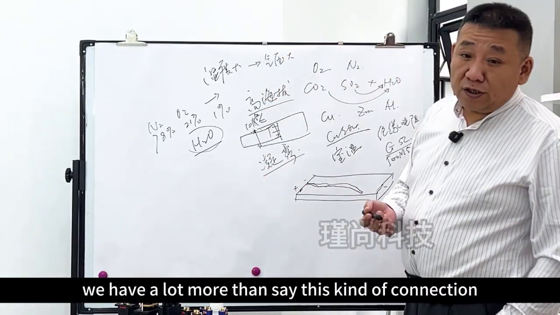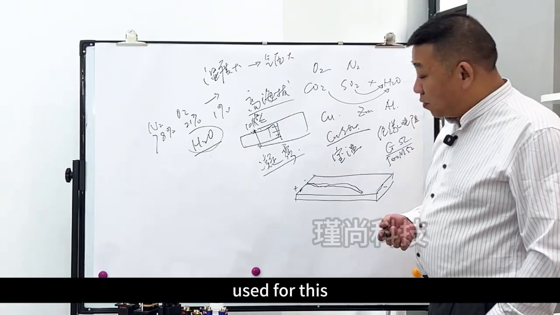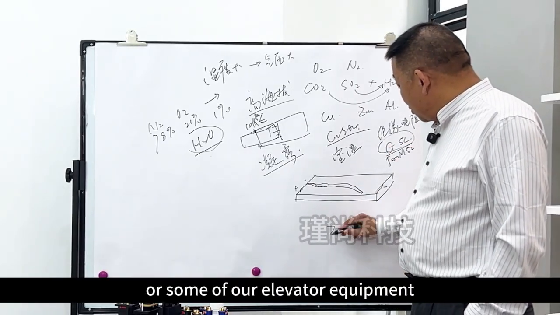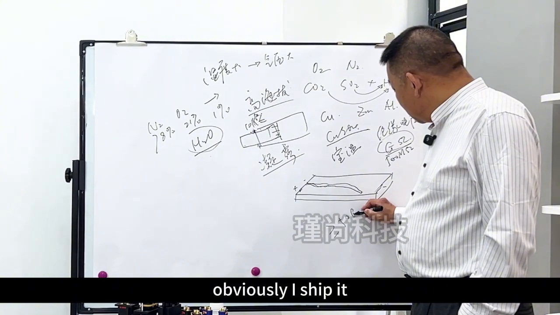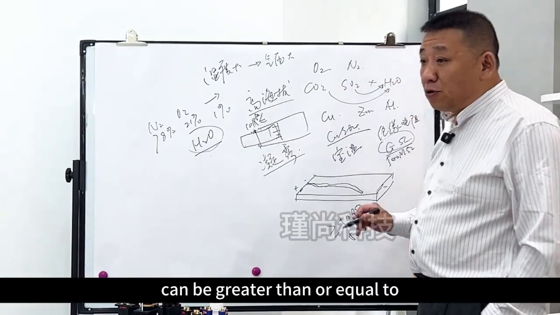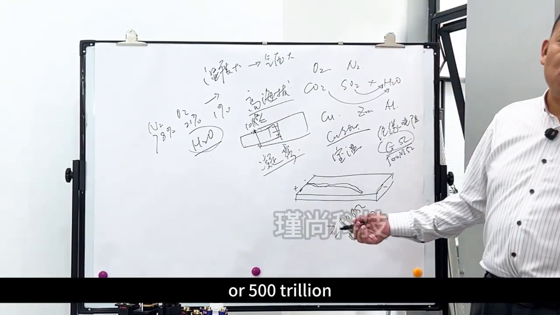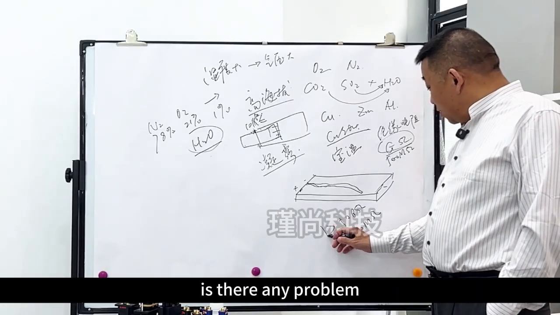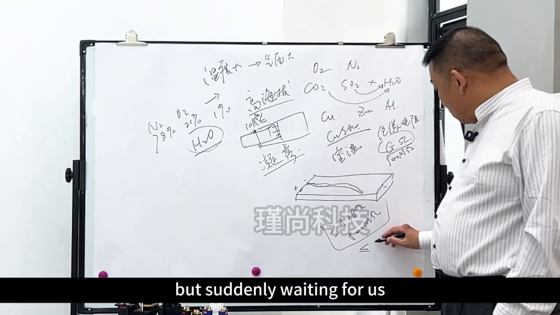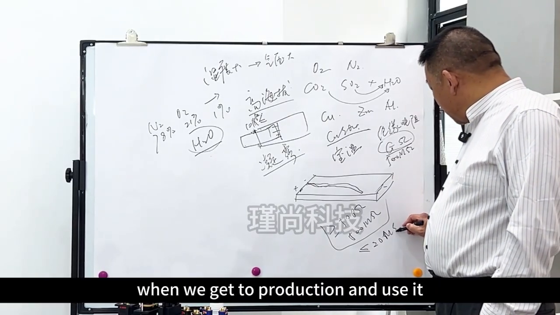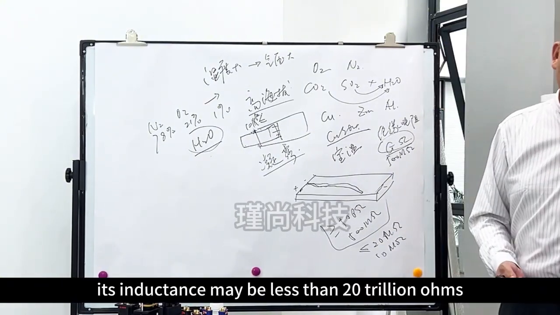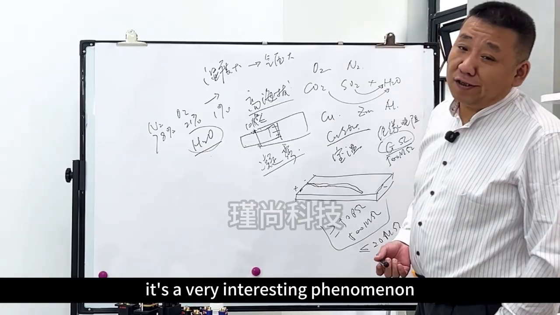So it is a very interesting phenomenon. We have many connections used for, say, our car battery, or some of our elevator equipment. When we do acceptance, before I ship it, its insulation resistance can be greater than or equal to, for example, 50 gigaohms or 500 teraohms. There is no problem when we ship and do acceptance, but suddenly, when we get to production and use it, we find its insulation resistance may be less than 20 teraohms, even 10 teraohms. It's a very interesting phenomenon.